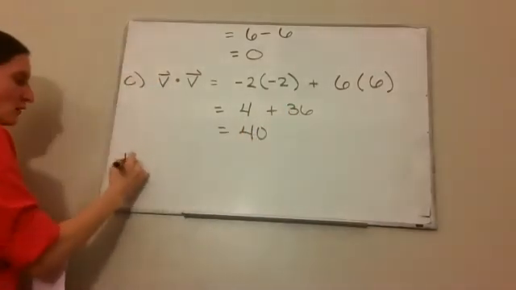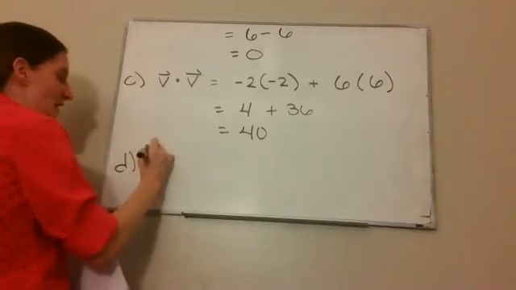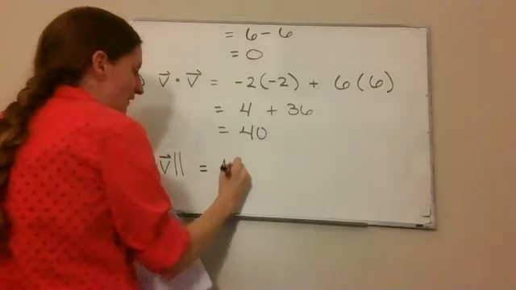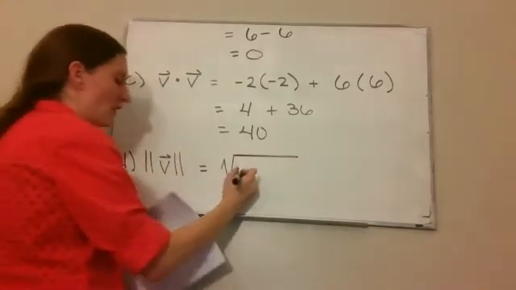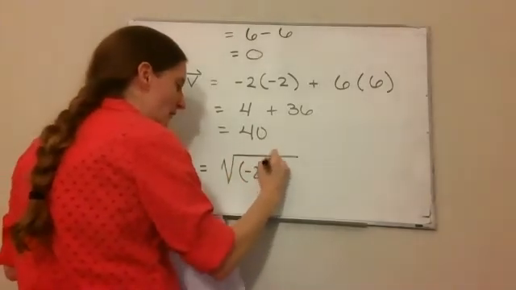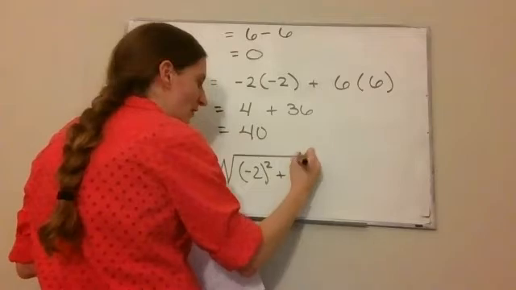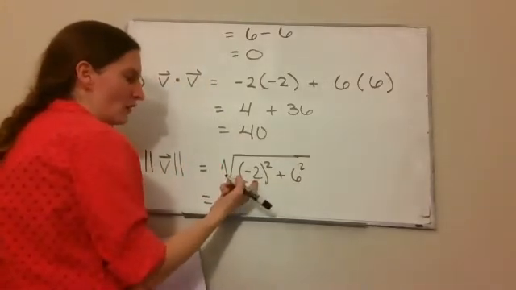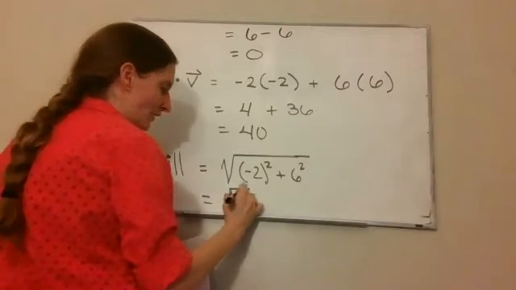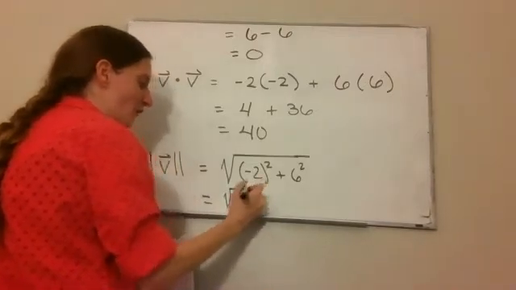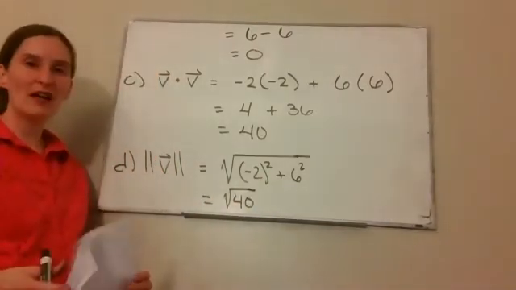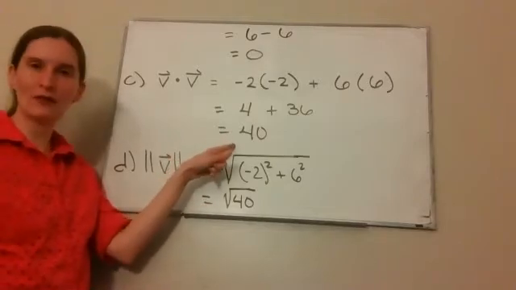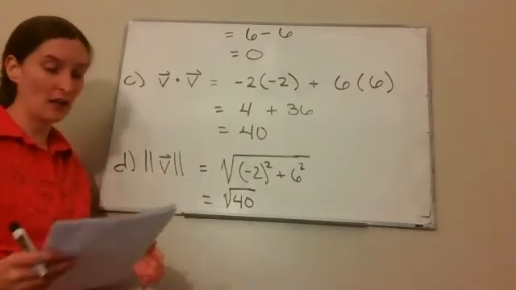And last, let's just remind ourselves how to find the magnitude of vector v. Remember, that is the square root of a squared plus b squared. So I get the square root of 4 plus 36, which is the square root of 40, which I can simplify, but I just want to emphasize I got a square root of 40 here, and I got 40 for v dot v, and that's not a coincidence.